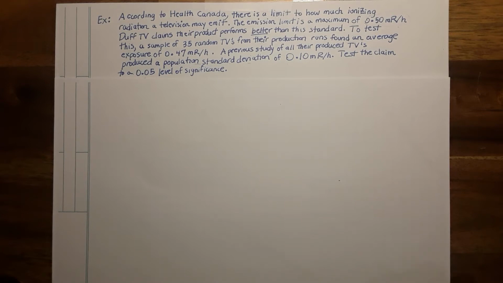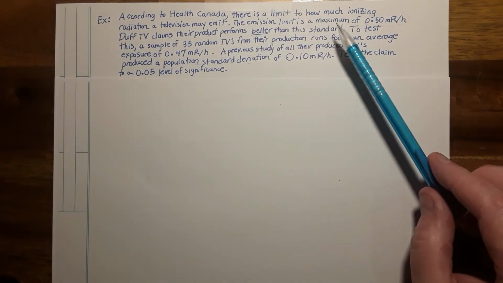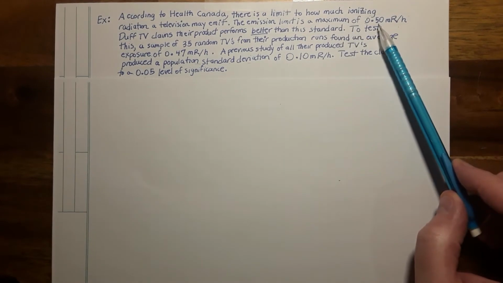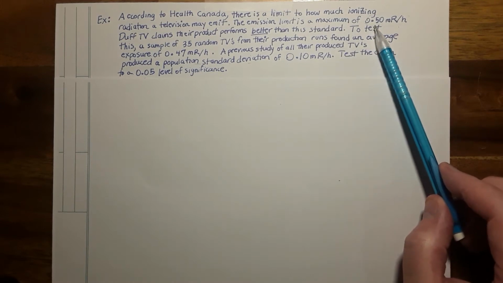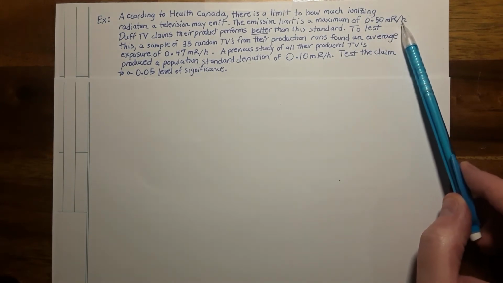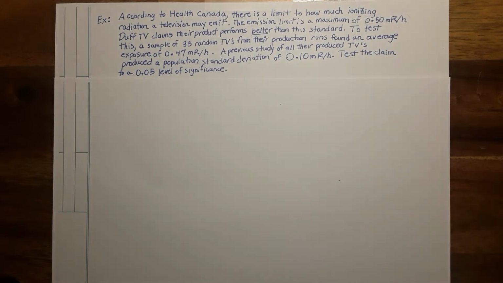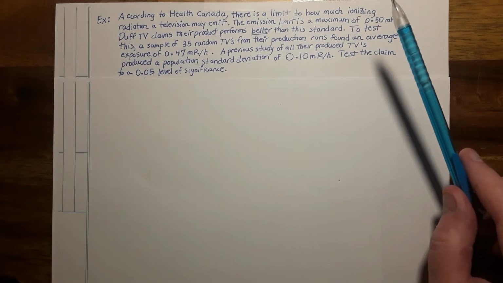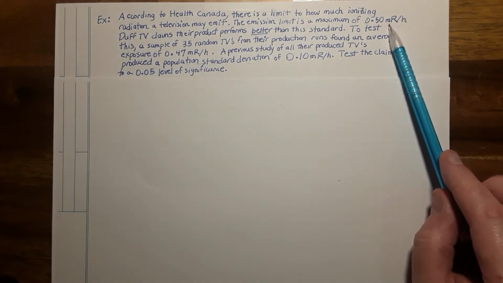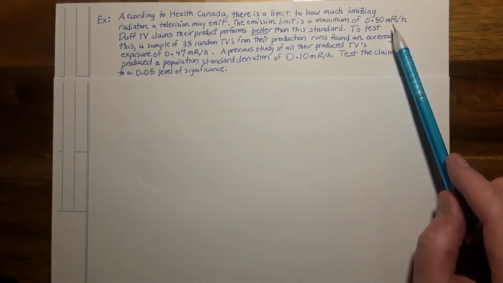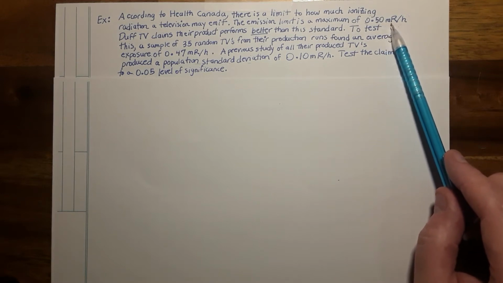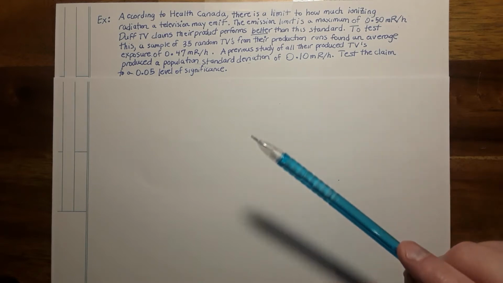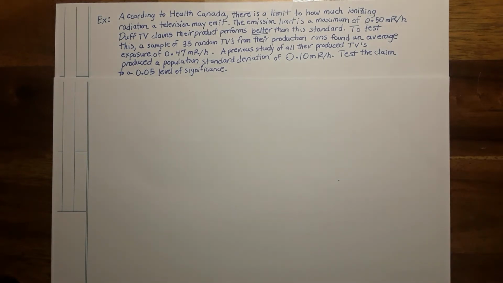And ionizing radiation is the type of radiation that is going to cause damage to human tissues. So it makes sense that the Canadian government would set a limit to the maximum amount of radiation a television can emit. The emission limit was a maximum of 0.50 milliröntgens per hour. Röntgen is just a unit that describes radiation, a measurement of amount of radiation. Milli is the standard SI prefix, 10 to the minus 3. So it has to be 0.50 times 10 to the minus 3 röntgens per hour. That is the maximum amount.